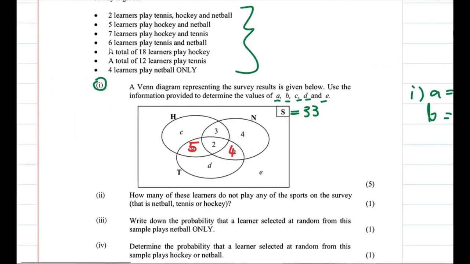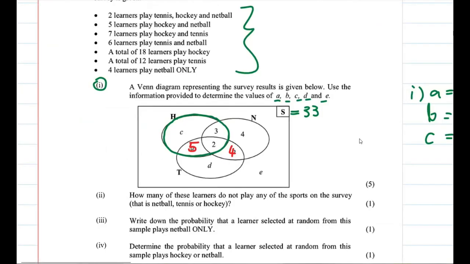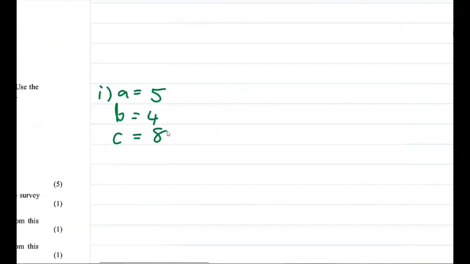Now they say a total of 18 learners play hockey. So hockey is this whole area over here. So what does that tell me about C? It's 18 minus 5 minus 2 minus 3, which is equal to what? 8. That's 8. So C is going to be equal to 8.